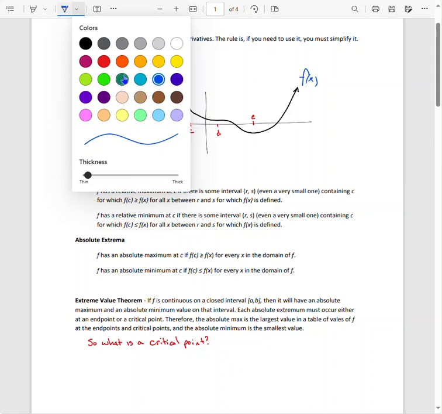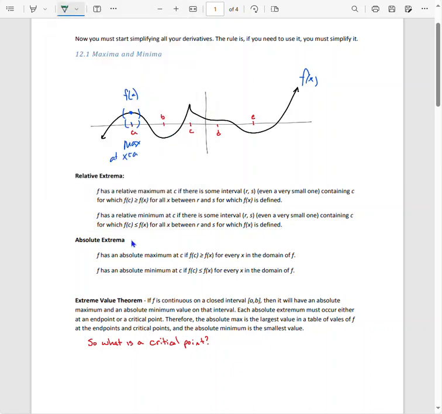But on the same scale, let's go with green, I guess. F has a relative minimum at c, just a general x value of c, if there is some interval from r to s, even a very small one, that contains c, for which f of c is less than or equal to f of x for all x between r and s, for which f of x is defined. Again, a very mathy definition. But what that means is here, at an x value of e, we have a minimum.